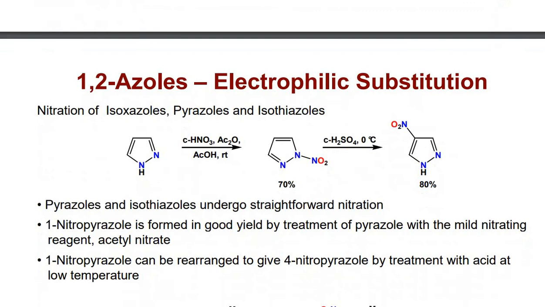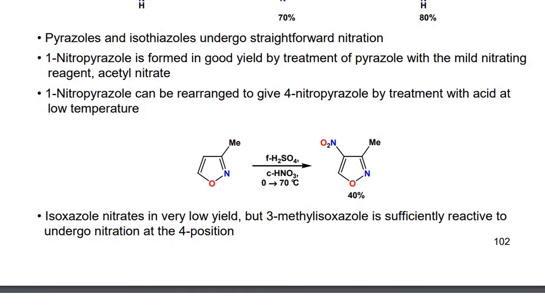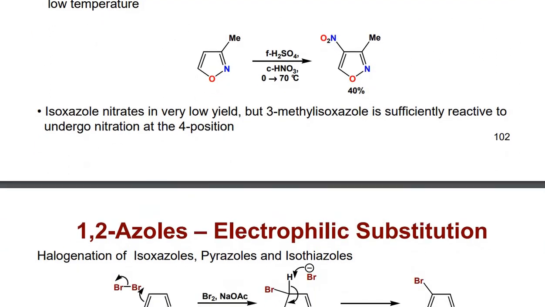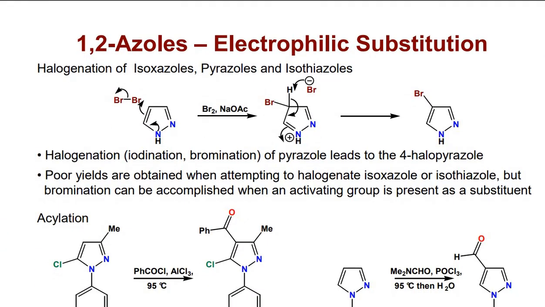So look at 1,2-azoles. Pyrazoles and isothiazoles undergo straightforward nitration. 1-nitropyrazole is formed in good yield by treatment of pyrazole with the mild nitrating reagent, acetyl nitrate. You can see the reactions. Halogenation of isoxazoles, pyrazoles and isothiazoles.